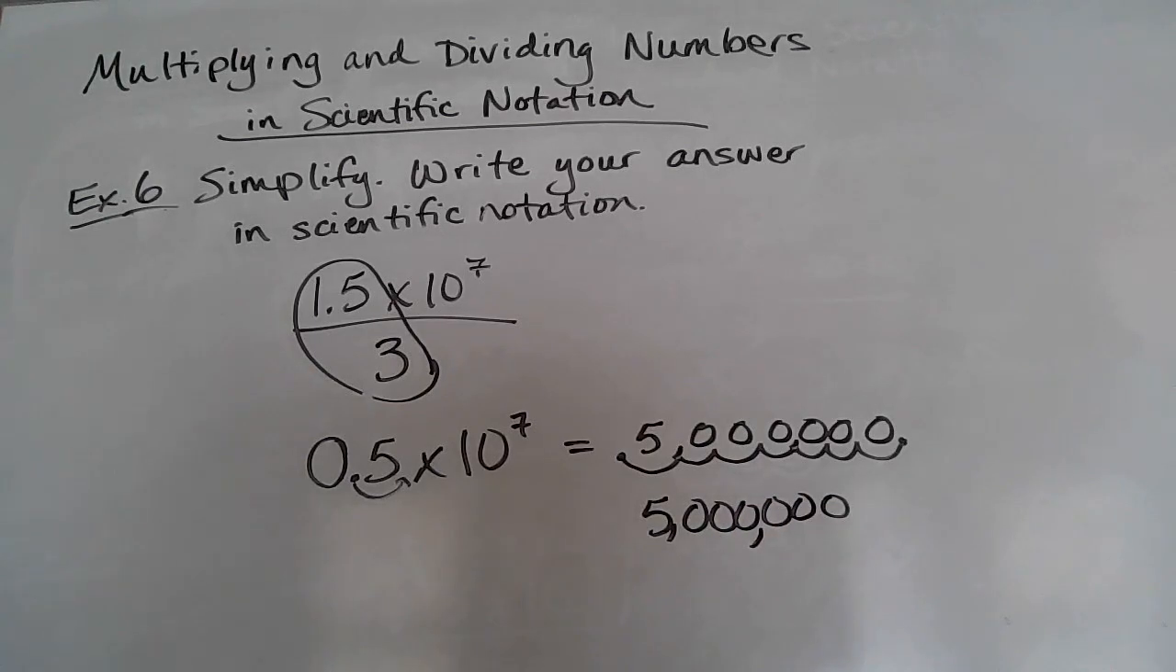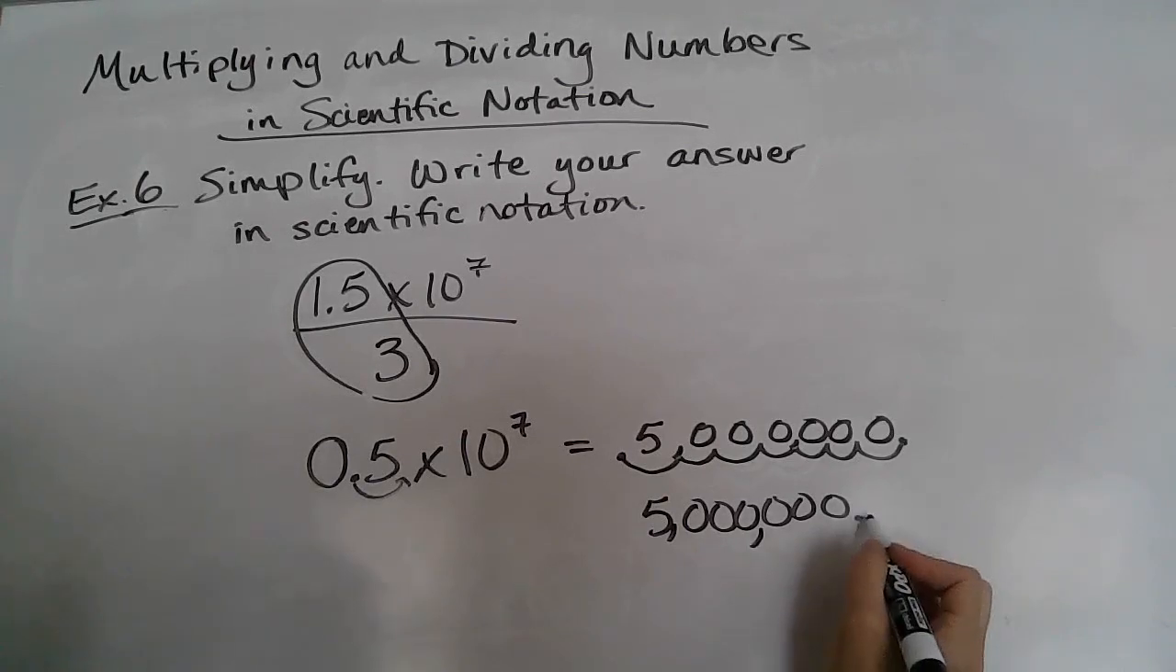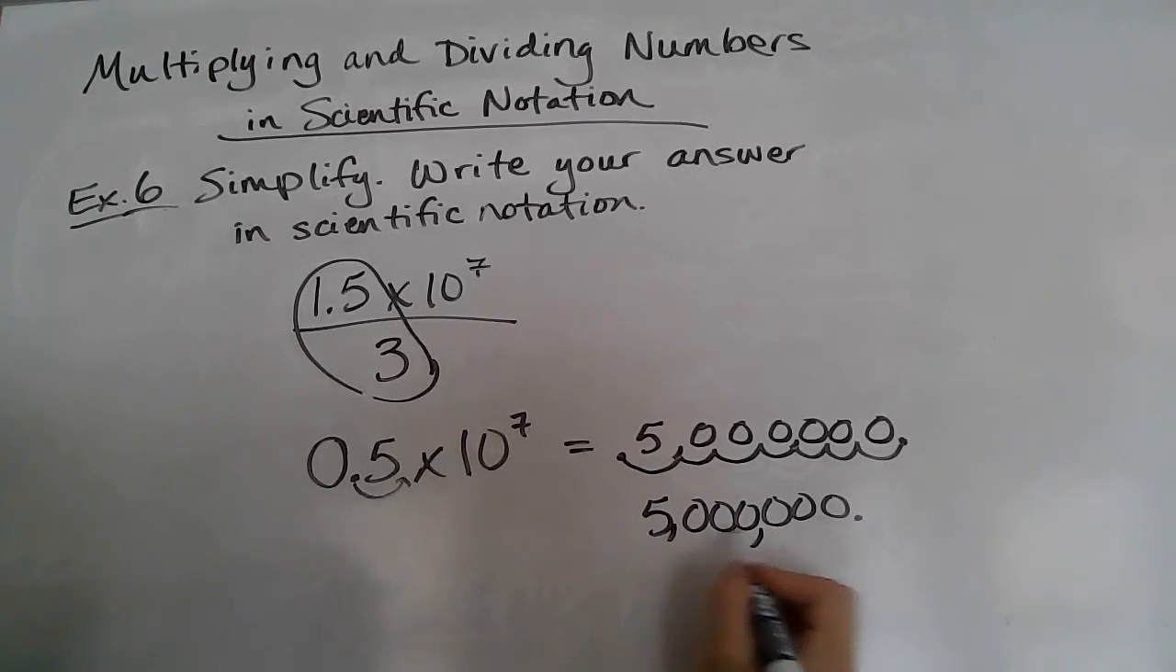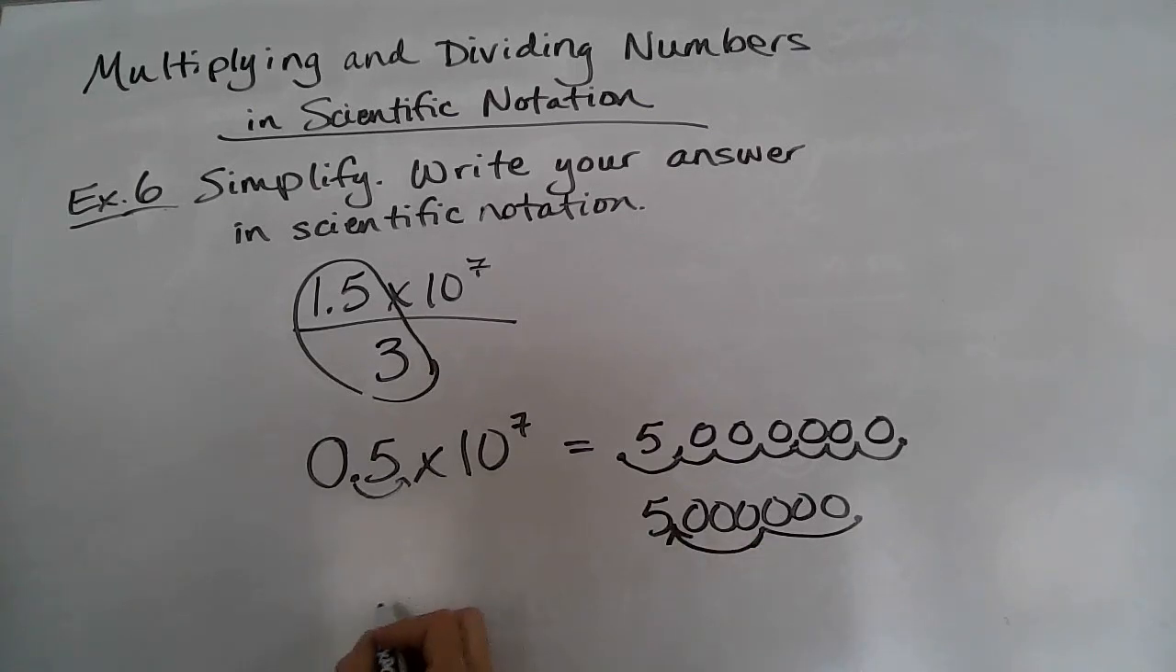All right, so now to take that number and put it into scientific notation, we're going to move our decimal back, but this time we only move it back 6 spaces. So this is going to become 5 times 10 to the positive 6, because this is a large number.